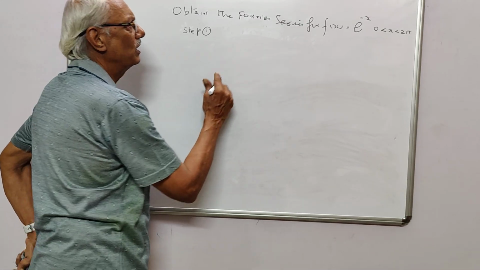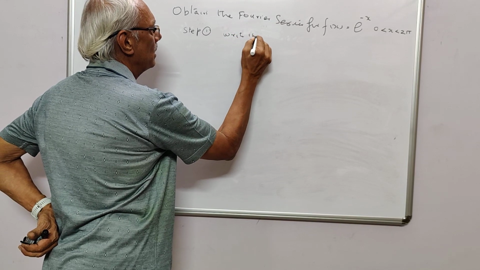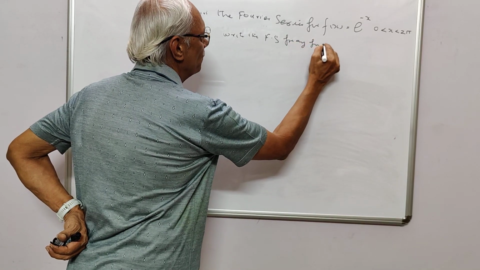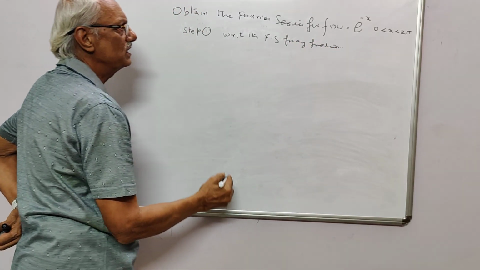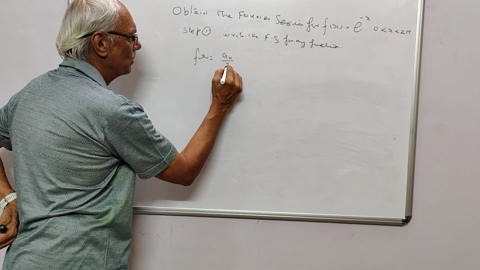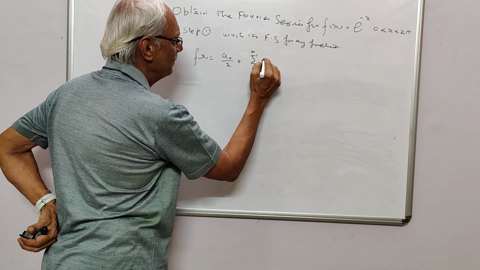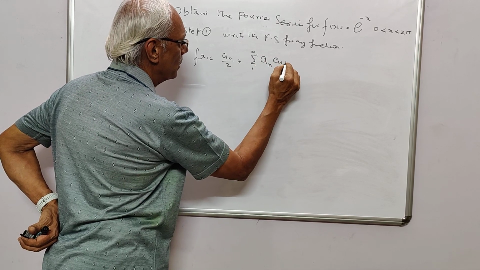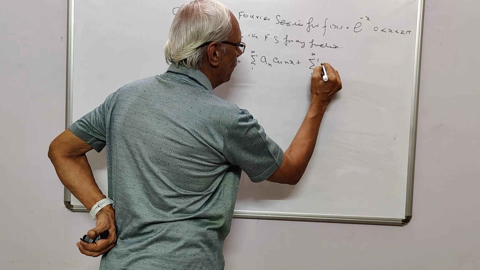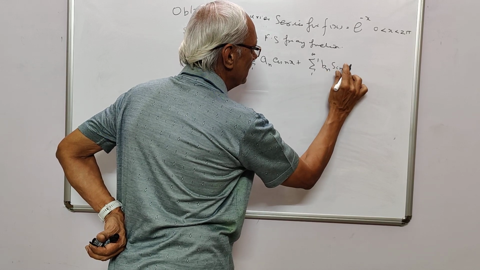So step 1 is: write the Fourier series for any function. What is the Fourier series for any function? It is f of x is equal to a0 by 2 plus sigma 1 to infinity of an cos nx plus sigma 1 to infinity of bn sin nx.